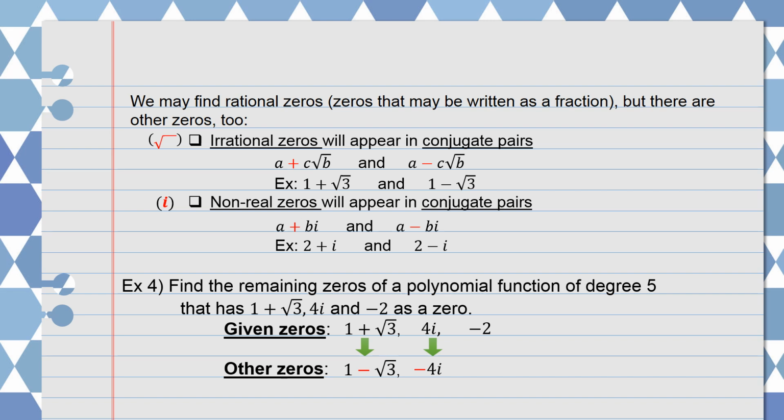We look at our next zero of negative 2. Do you see a square root? No. Do you see an i? No. So, since there's no square root and no i, that means there's no conjugate. These are all the zeros. To check, notice it says it was a polynomial function of degree 5, which means we should have 5 zeros. If you count the given zeros and the other zeros, notice we have found all 5 of them.